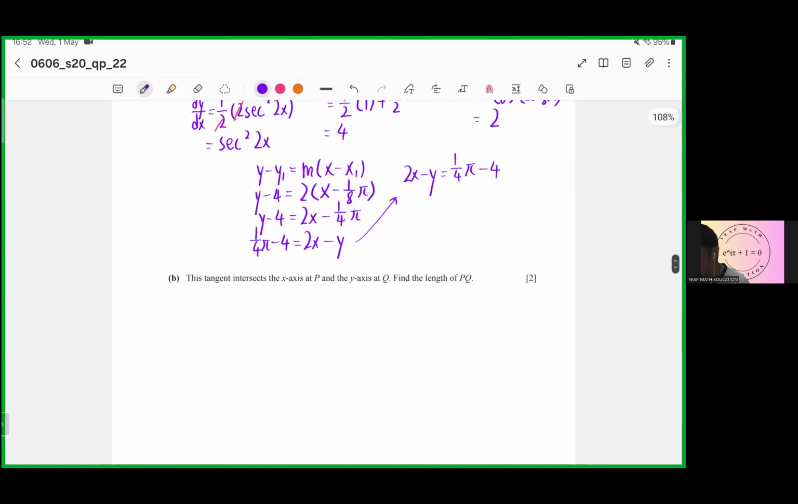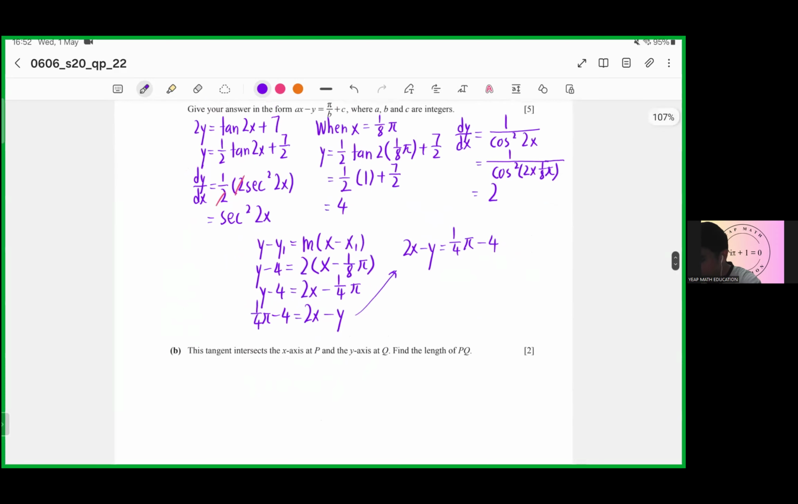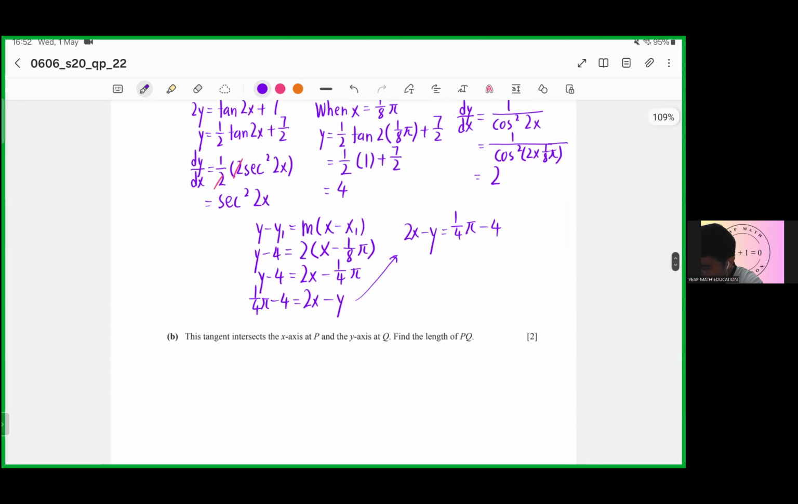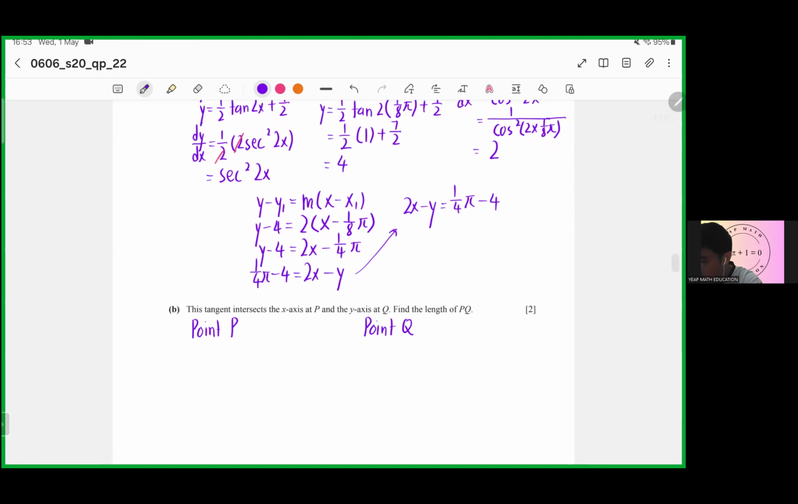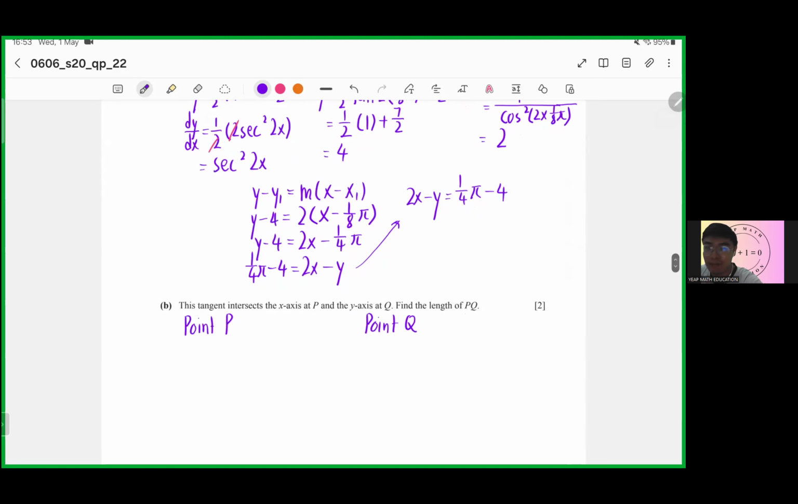Okay, now we look at the next part. This tangent will intersect the x axis at P and the y axis at Q. Find the length of PQ. So we write, if we want to find point P and point Q, because we say P is on the x-axis, right? Or we can also say x-intercept. It means the y will equal 0.